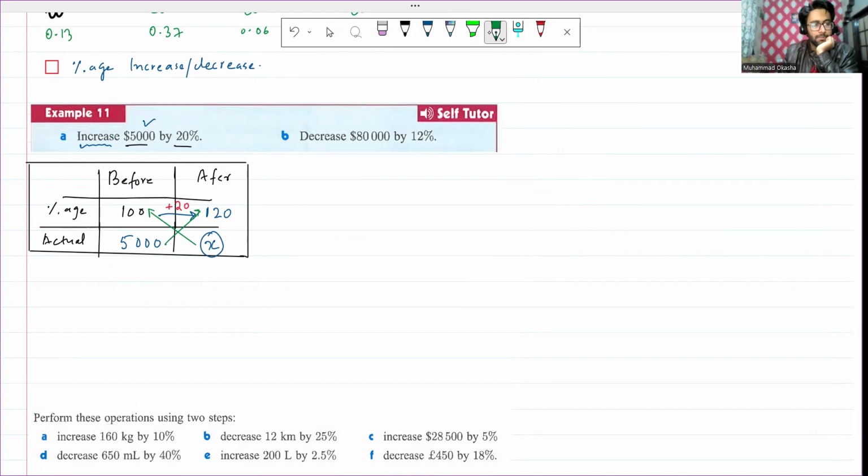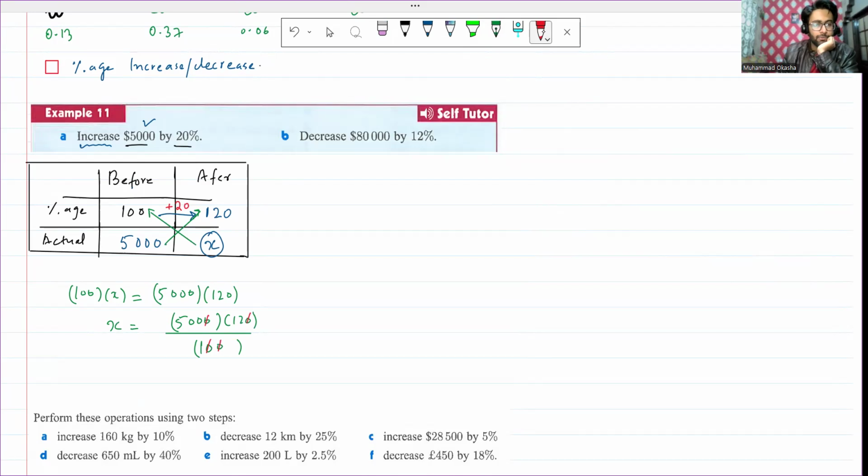Okay. So I'll multiply 100 times X. 100 times X equals, I'll multiply 5,000 by 120, right? I'll keep X here. 5,000 times 120 divided by 100. This 100 is being multiplied with X. When it goes over to the other side, it gets divided by 100. Okay, and then you can perform the cancellation. 0 cancels out, 0 cancels out.